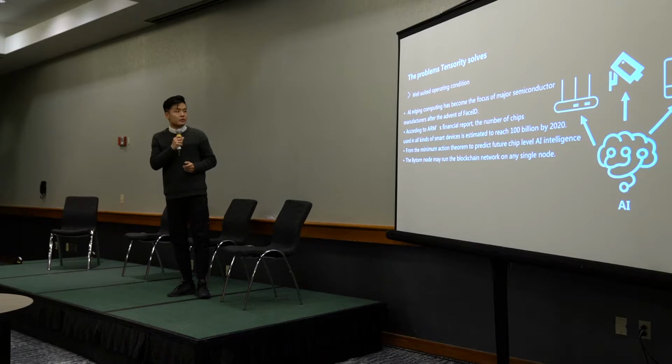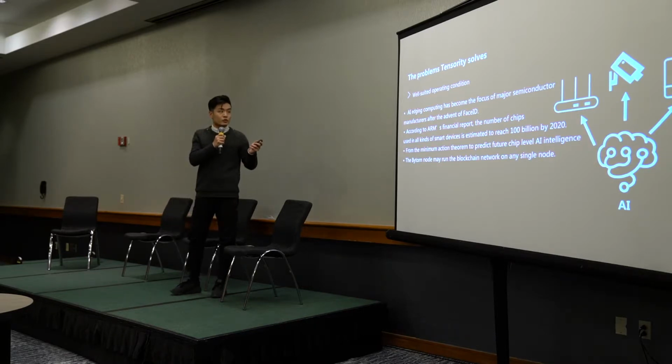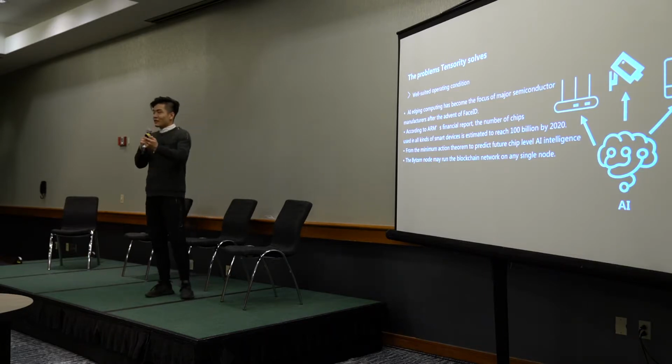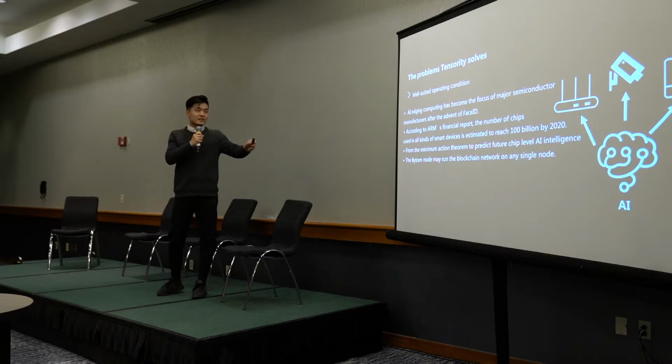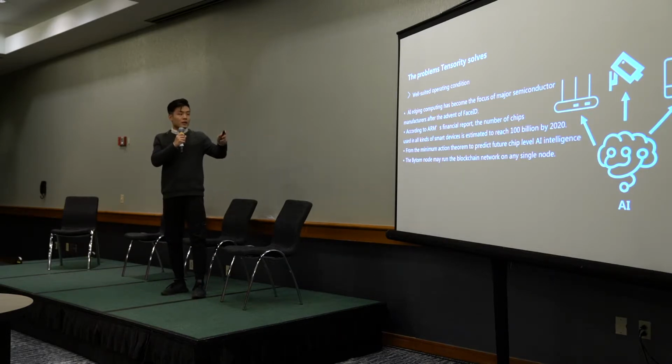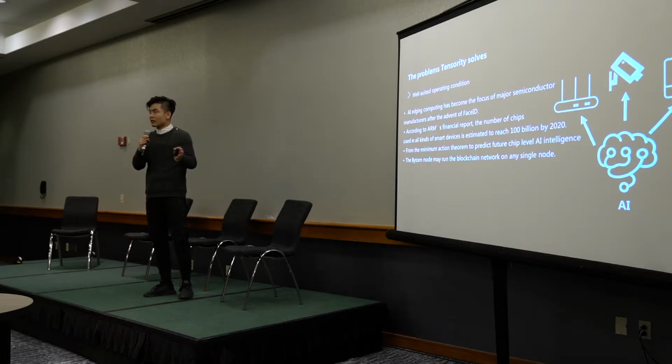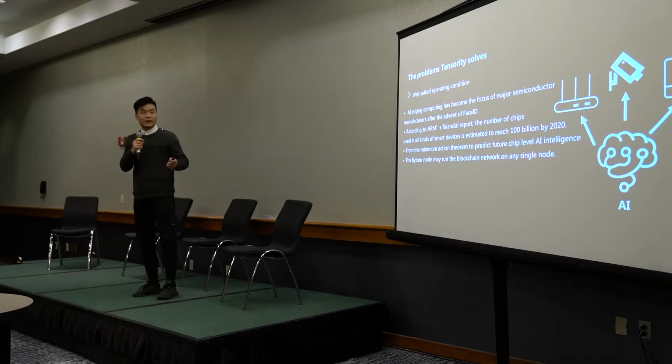And the third thing is that we realize that it is well-suited to operating conditions. As we all know, Apple has the Face ID, and more and more of these kinds of chips are coming out. We found in the financial report from ARM that the number of chips will reach 100 billion by 2020. And each smart device, once you deploy these kinds of chips, like the router or the camera or the smartphone or your iPad, can have the ability to do this kind of calculating.